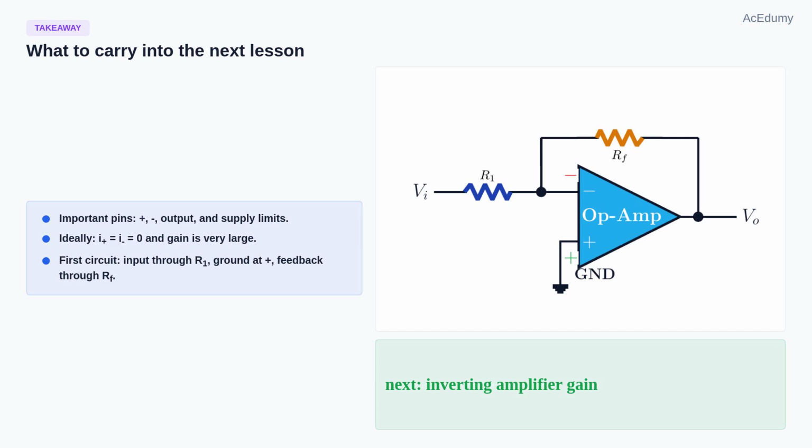So the handoff from this introduction is simple. An op-amp has a plus input, a minus input, an output, and supply limits. In the ideal model, the input currents are 0. The input resistance is infinite, the output resistance is 0, and the gain is very large. The first circuit to recognize is the inverting op-amp. Vi goes through R1 to the minus input, the plus input is grounded, and Rf feeds the output back to the minus input. Next, we will calculate exactly how that circuit amplifies and inverts the input signal.